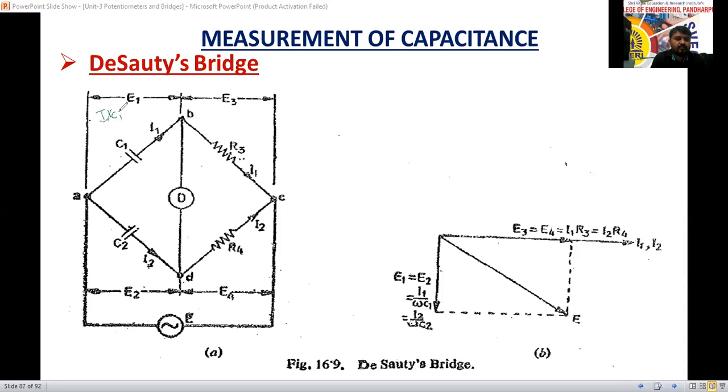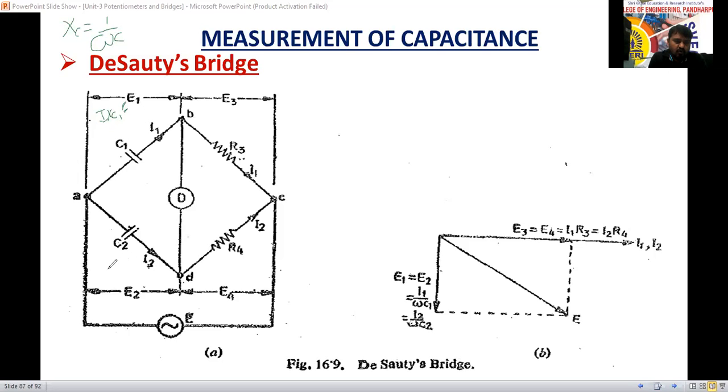XC equal to 1 by omega C. We know the formula already. XC equal to 1 by omega C. Yes or no? Is it audible? Try to give the reply. Yes, sir. Okay, so E1 equal to I1 XC1.